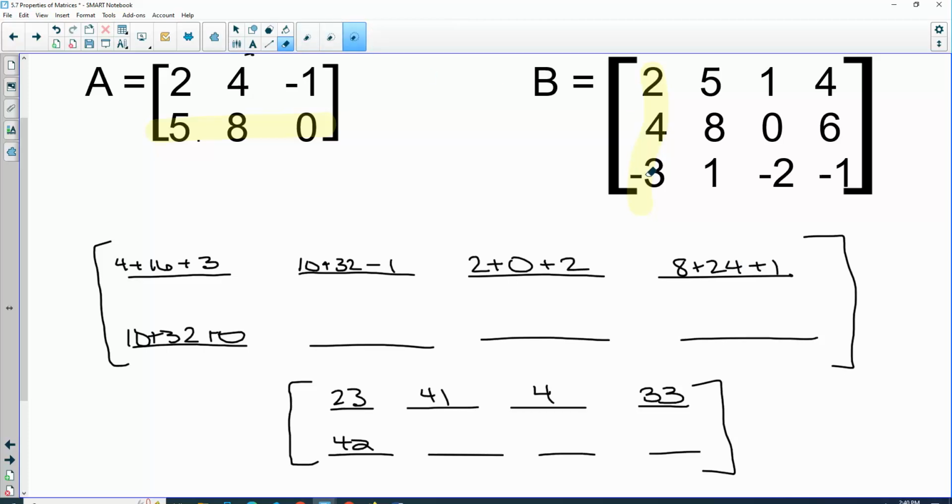So now I'm in second row, second column. So second row times column 2. So 5 times 5 is 25. 8 times 8, 64. 0 times 1 is 0. We get 89.